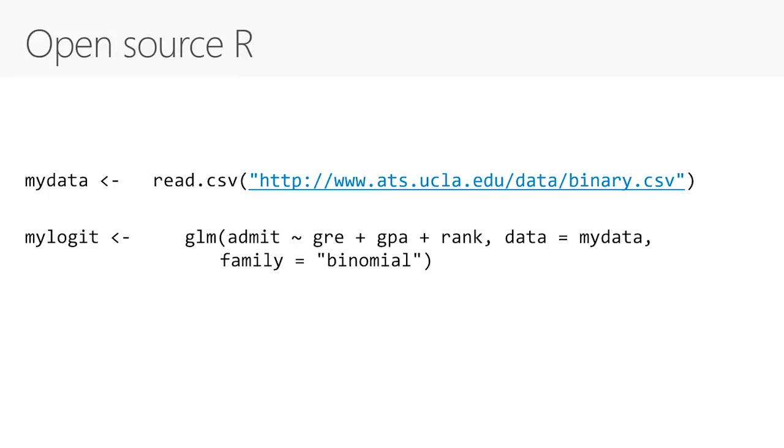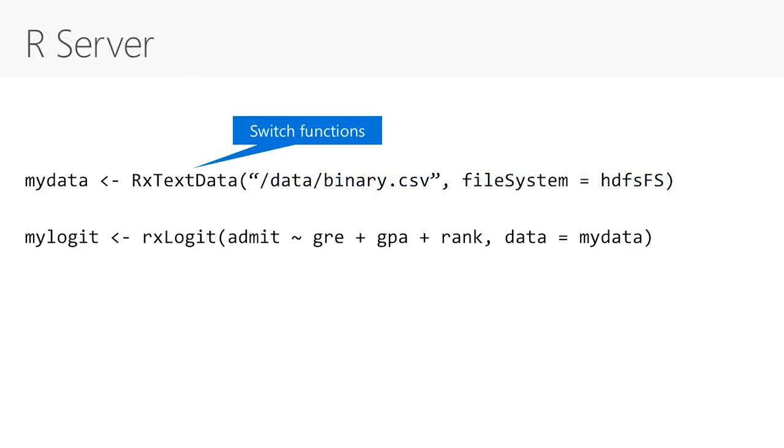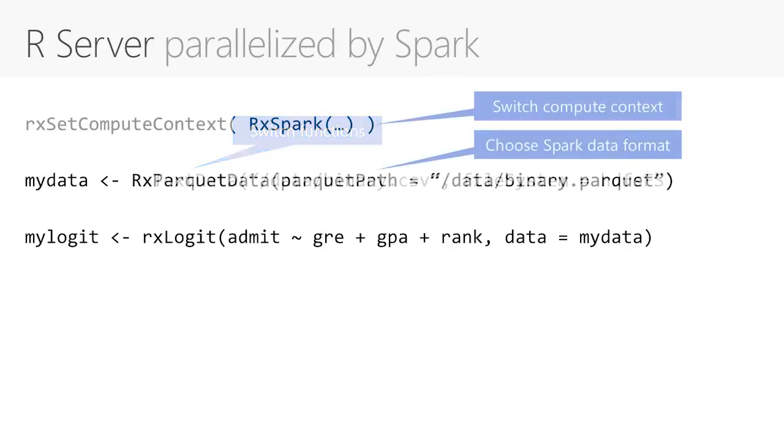We'll start with open source R, where we'll build a simple logistic regression model. In R, it's very easy to do, because the language was designed for statistical tasks. First, we'll read data into a data frame using one of the read functions in R. And then we'll use the GLM algorithm to build the model. To switch to parallelized R Server algorithms, we'll replace function names with the corresponding parallelized versions of the algorithms from R Server. As you can see, the syntax of the function definitions remains largely the same as in regular R. This makes the conversion process fairly easy.